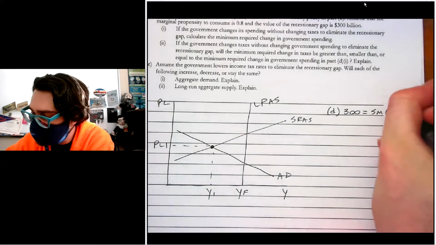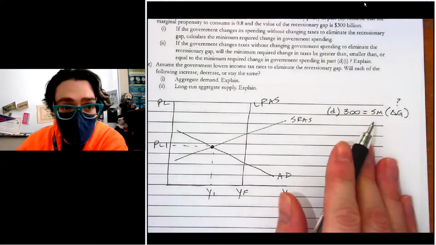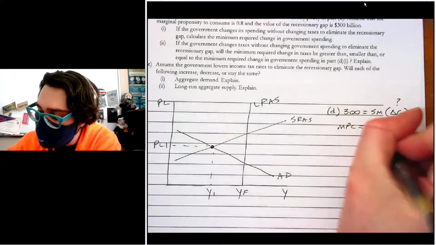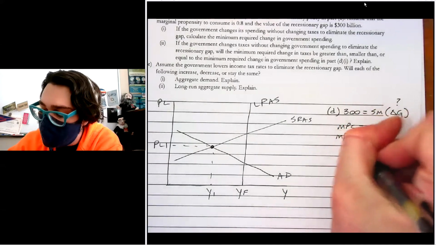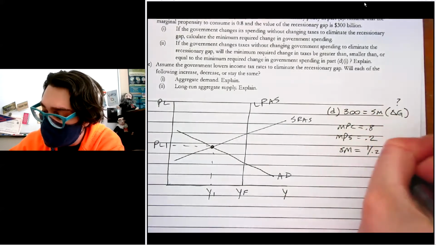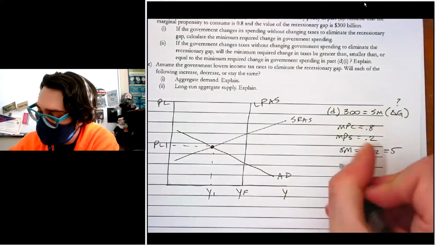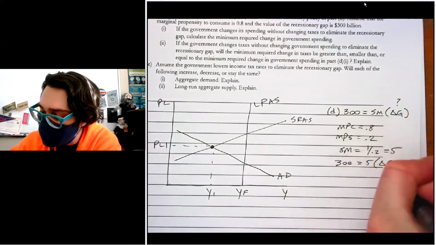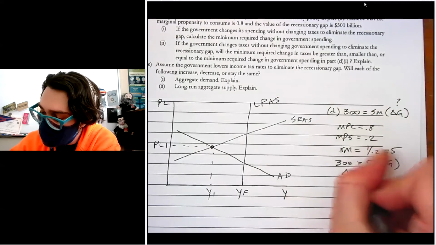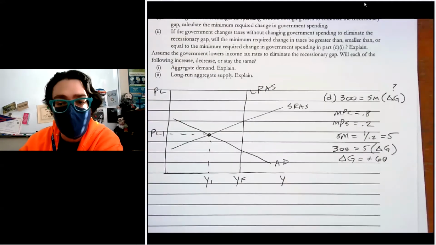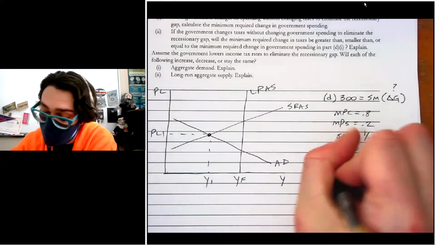And we're looking for that value because we're going to be able to calculate the spending multiplier. We know MPC is given to us as 0.8, so MPS has to be 0.2, so the spending multiplier is 1 over 0.2, which is 5. So 300 equals 5 times the change in government spending. So the change in government spending has to be positive 60, at least, or else it won't be enough.